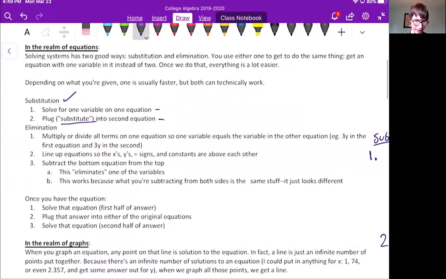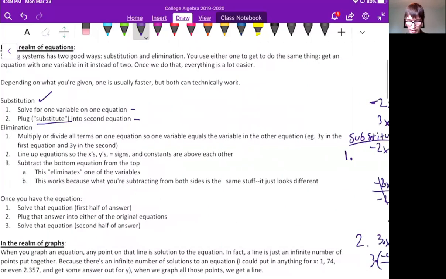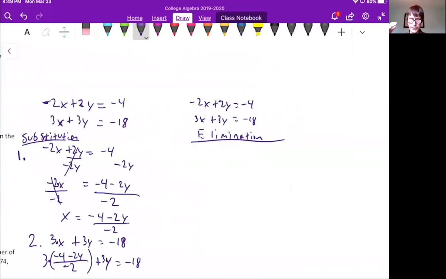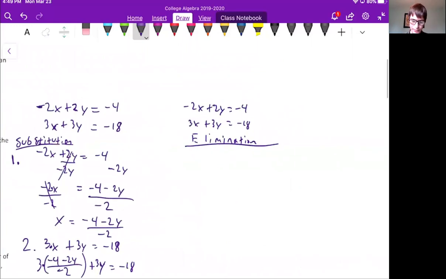The first step of elimination is to multiply or divide all terms in one equation so that one variable equals the variable in the other equation. So for example, 3y in the first equation, 3y in the second. Here's what it's saying. We've got a negative 2x and a 3x. We've got 2y and a 3y. We want to multiply this first equation up here by something, and multiply the second equation by something.